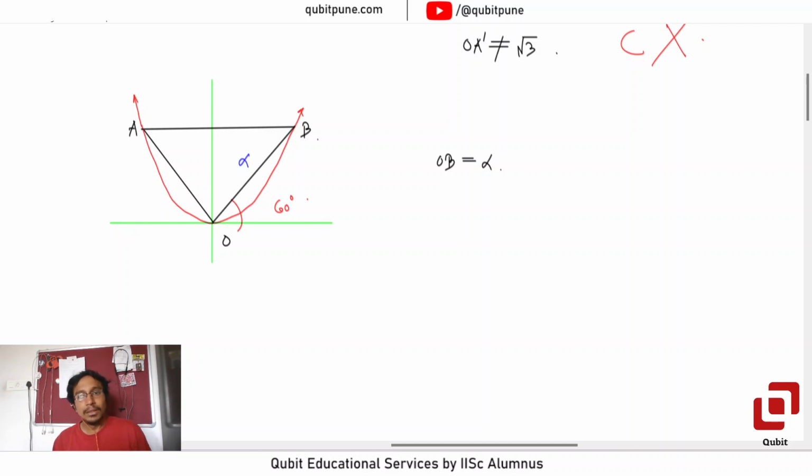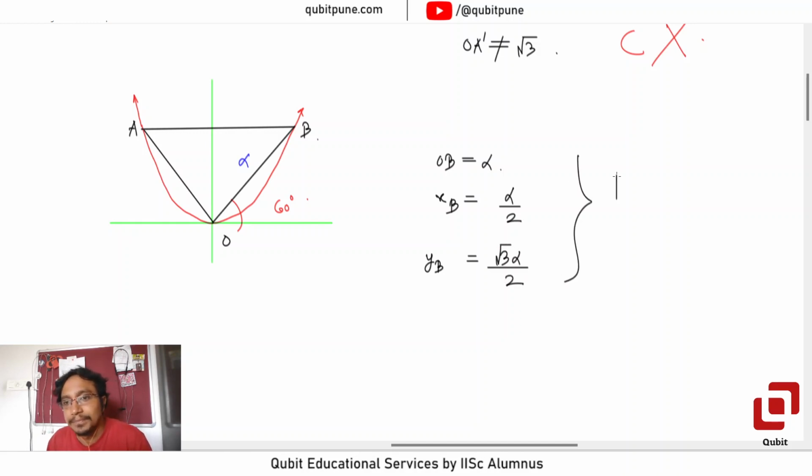Now, if OB is alpha, then what will be the x coordinate of B? Will it not be alpha by 2? And what will be y coordinate? Root 3 alpha by 2. Correct? Use polar coordinates. समझ में आया क्या ये? OB is like that length, है ना? तो उसका जो projection है x axis पे, that will be x coordinates, so cos, and the other one will be sin. Okay. Now we would like to see.